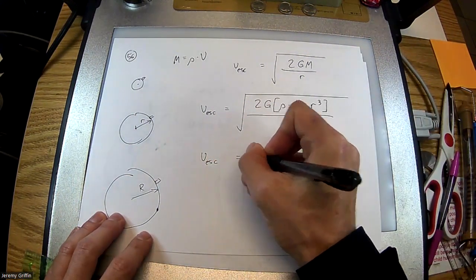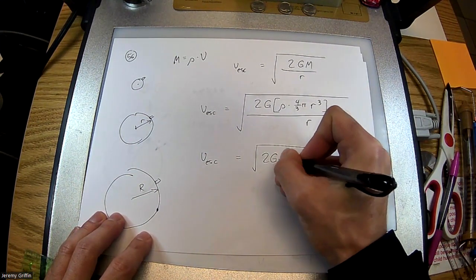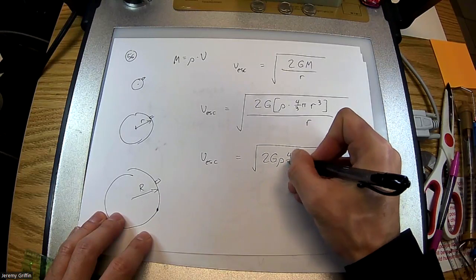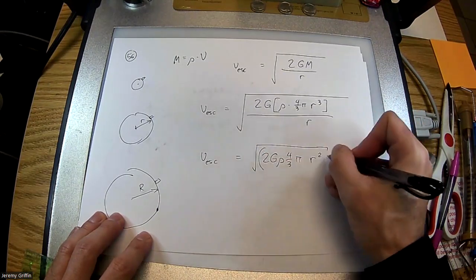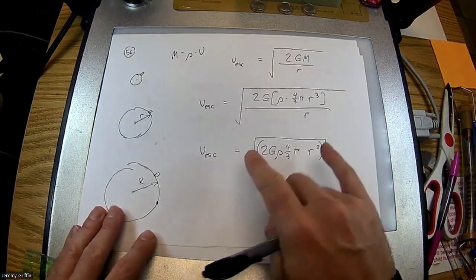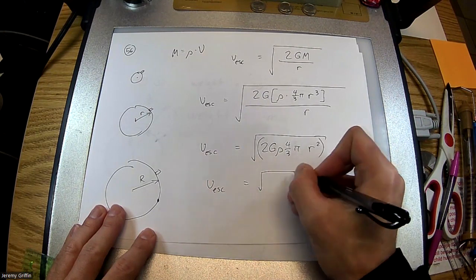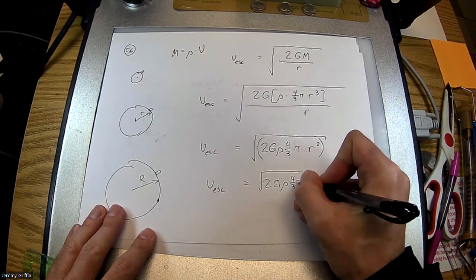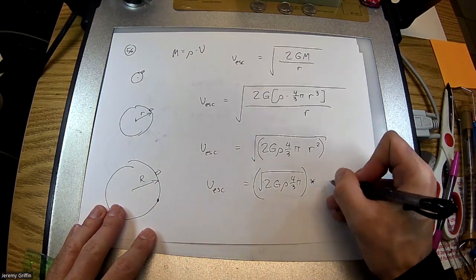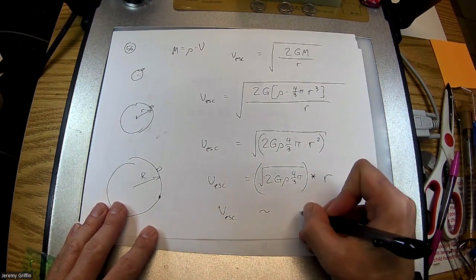So escape speed. Now we're getting real close to the answer. I got a square root, a 2, a g, a density, a 4/3 pi. Those are all constants. Then I have an r squared, which is still under the radical. What's the square root of r squared? R, right? So I got all these constants, square root of 2g rho 4/3 pi, that's all constant. Then r. Therefore, escape speed is in fact directly proportional to r.